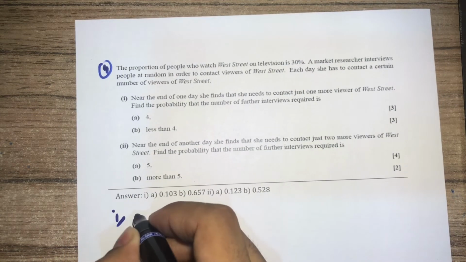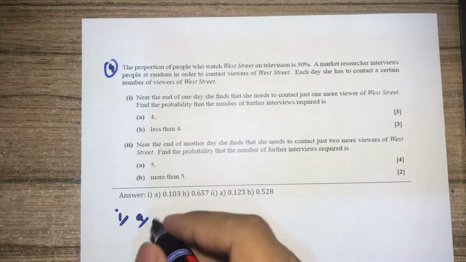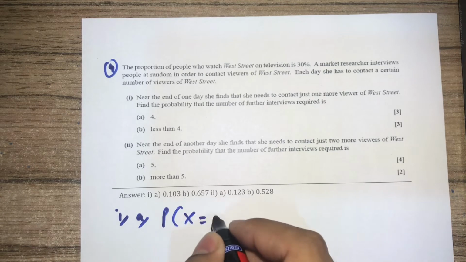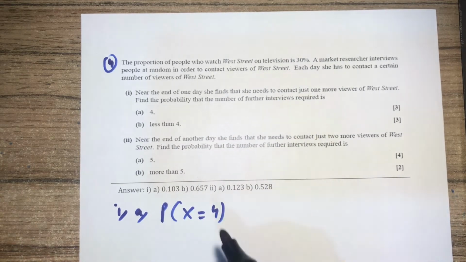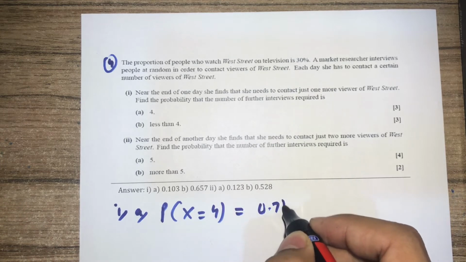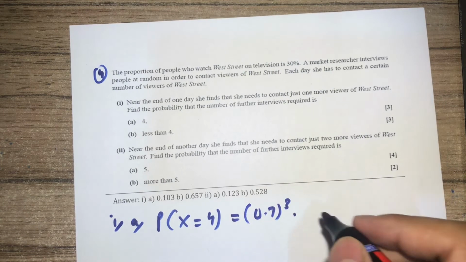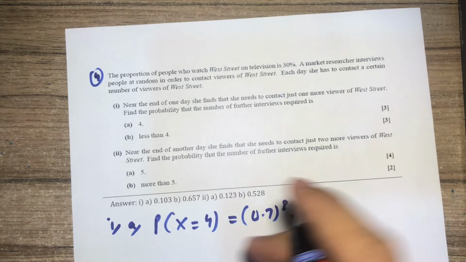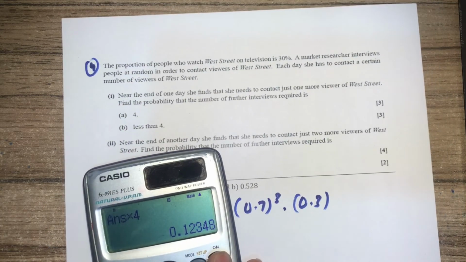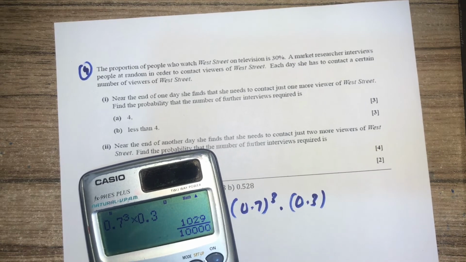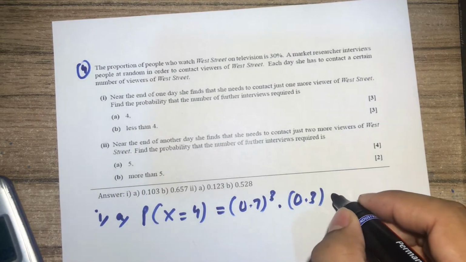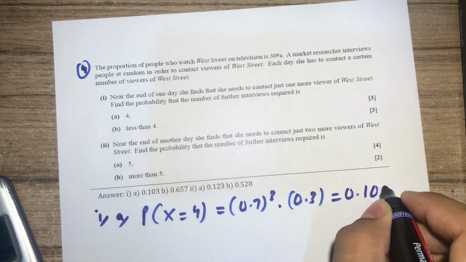So first, part A, probability that x equals 4. Over here the probability of success is 0.3 and probability of failure is 0.7. So 0.7 cubed times 0.3, this is equal to 0.103.